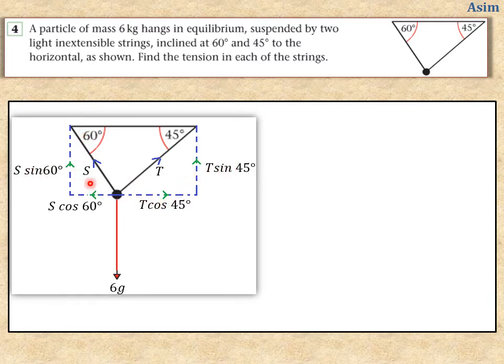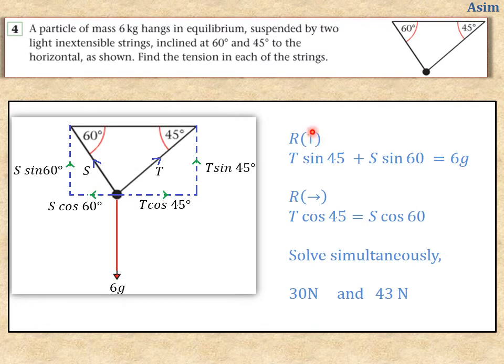Again, if this angle where my pointer is now is 60, this will be sine, this is cos. The same thing we repeat again. If I resolve up as positive, there are two forces in upward direction, so this plus this will balance 6g, so this plus this equals 6g. There are two unknowns, so you'll have to use simultaneous equations.